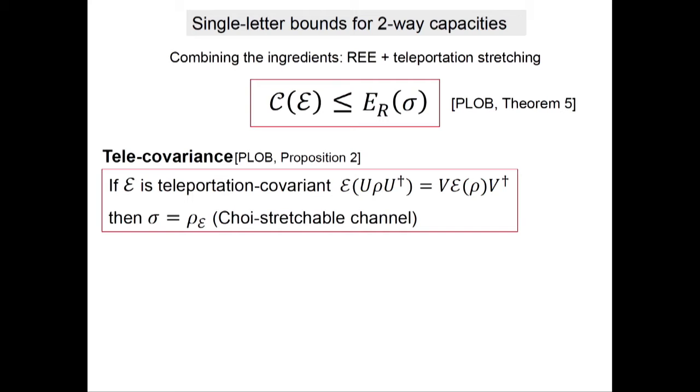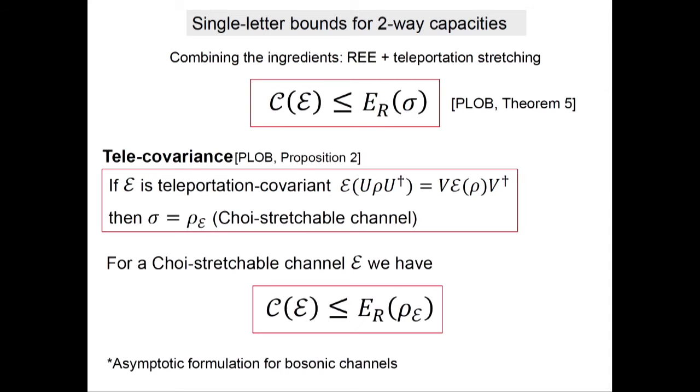The channel can be simulated through teleportation. So this means that the resource state can be chosen to be the Choi matrix of the channel. So for this Choi stretchable channel, we have this upper bound now, in terms of the relative entropy of entanglement computed over the Choi matrix of the channel.